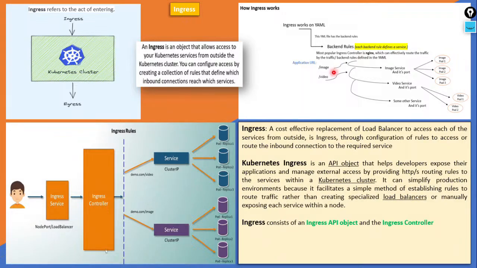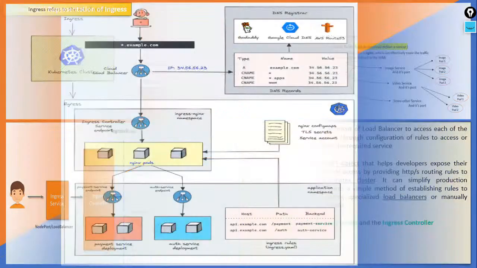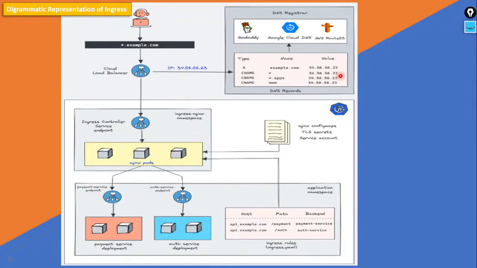So there is the way to implement this. Just the last slide, diagrammatic representation of Ingress. So you are the user and you are using some domain name, something.example.com. These are the DNS registrars.